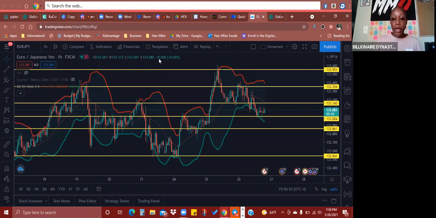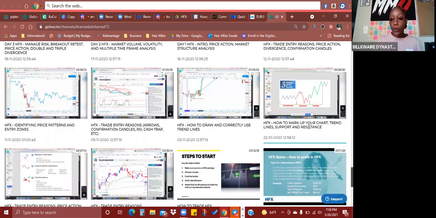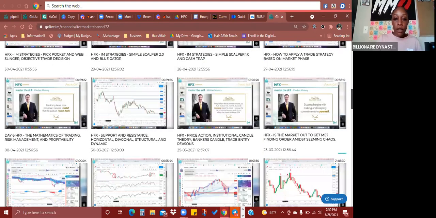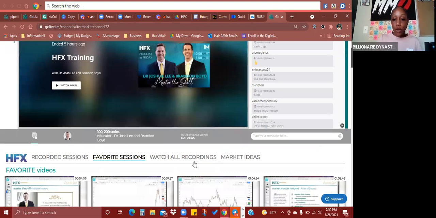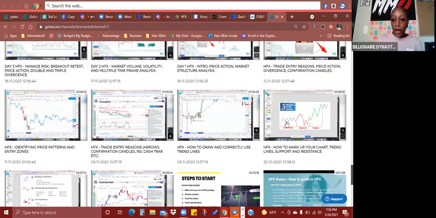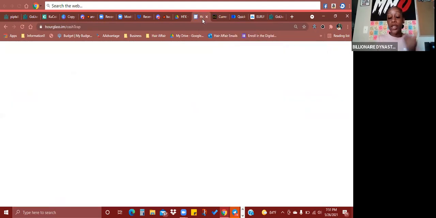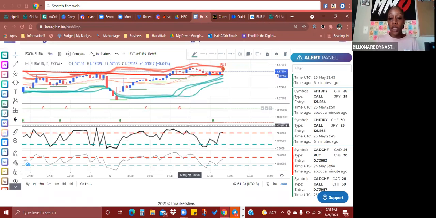So again, it's Dr. Lee and Brandon Boyd, right? How to mark up your chart, trend line, support, and resistance is from October 22nd, 2020. It's towards the bottom of their favorite sessions, right? So if I go to their favorite sessions, it's literally towards the bottom right here, right? How to mark up your chart, trend lines, take a picture, take a screenshot, but watch this video and they're going to show you exactly how to do what I just did. And when you do that, right, you're going to notice that you understand this product so much better when you understand how the market moves.